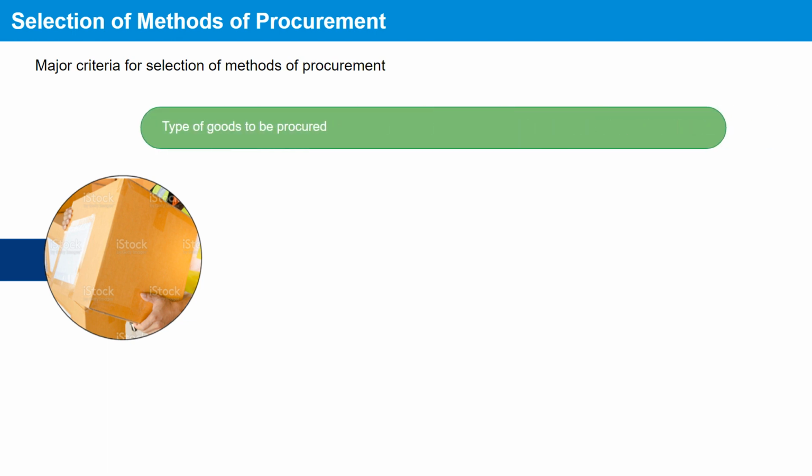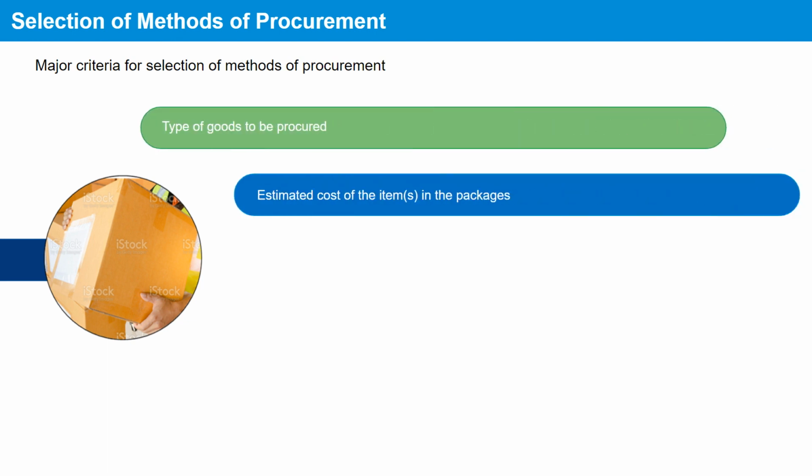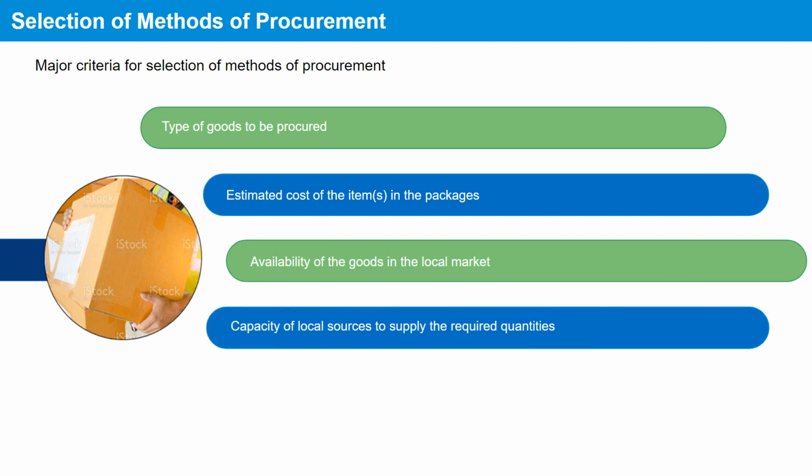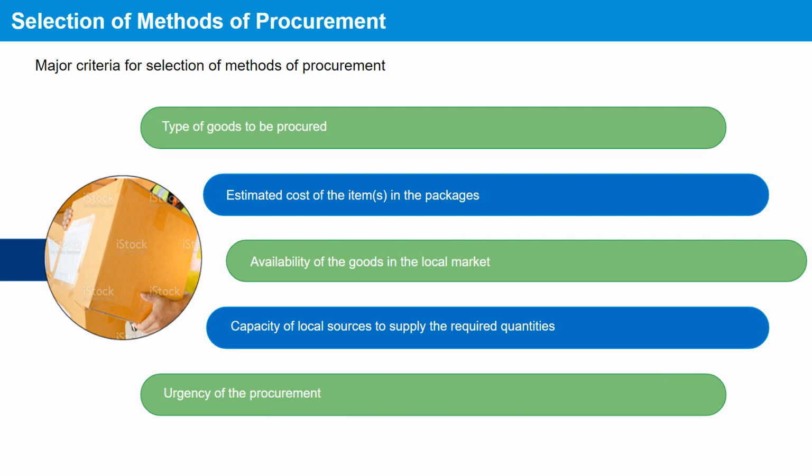Now that we know about the procurement methods, let's have a look at the selection of methods of procurement. The major criteria for the selection of methods are type of goods to be procured, estimated cost of the item or items in the packages, availability of the goods in the local market, capacity of local sources to supply the required quantities, and urgency of the procurement.